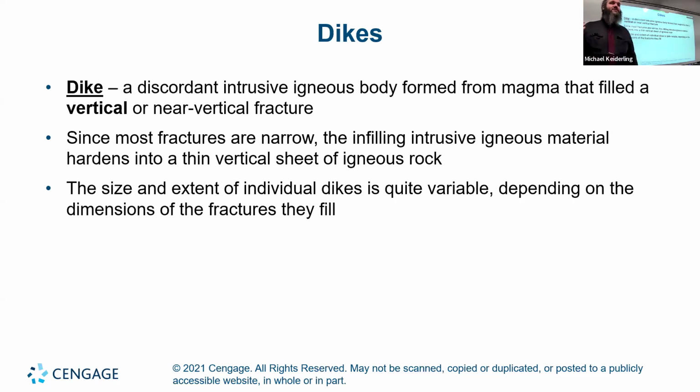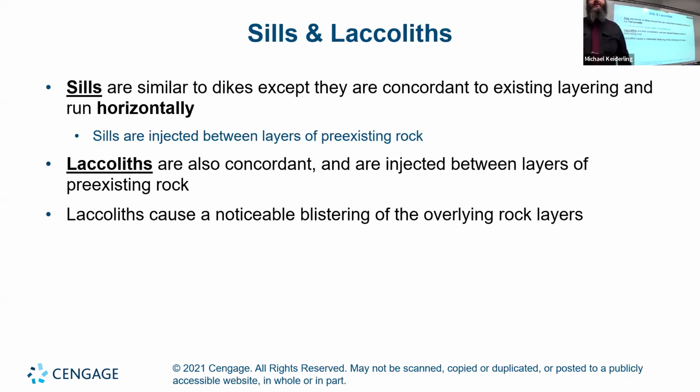Dike is also a term for a structure you can build that's like a mountain, which is where the term comes from. Sills are like dikes, except instead of filling a vertical crack, they go between existing layers and run horizontally. So these are sort of flat sheets of igneous rock that formed between layers of pre-existing rock. And laccoliths are also between layers of existing rock, but enough material is pumped in at pressure to bulge up the rock above them, creating noticeable blistering. So sills are thin, laccoliths are thick blisters.